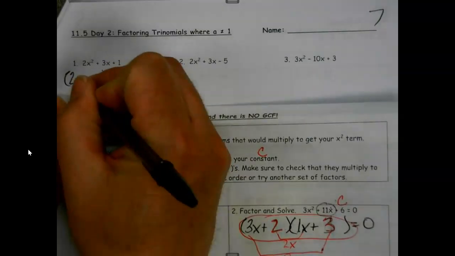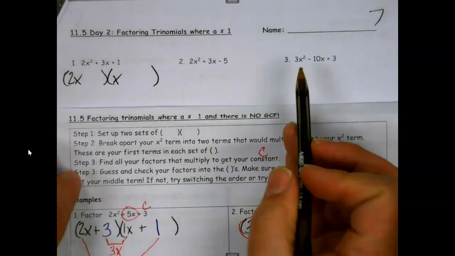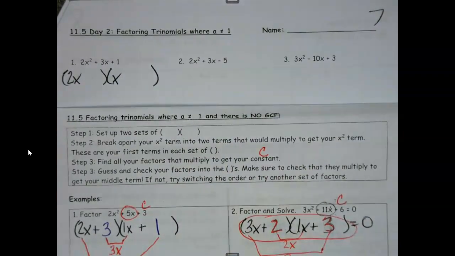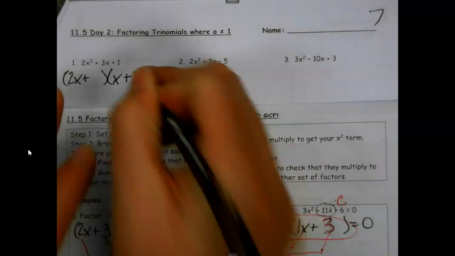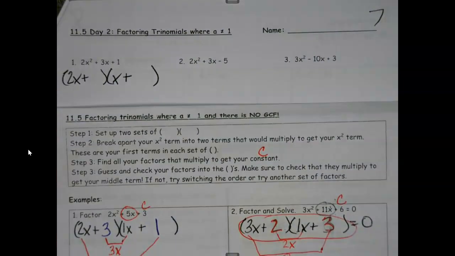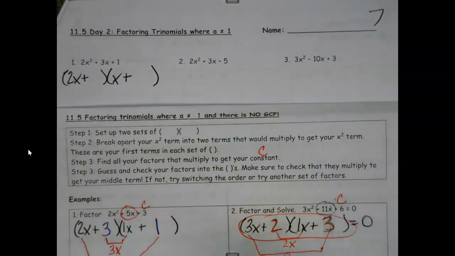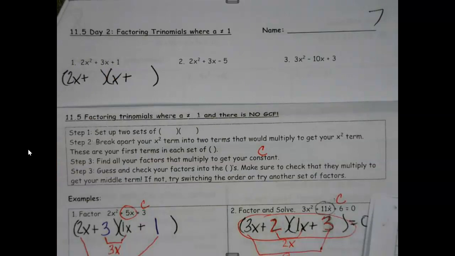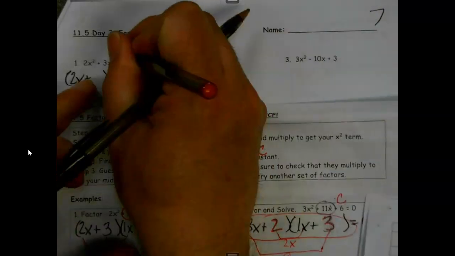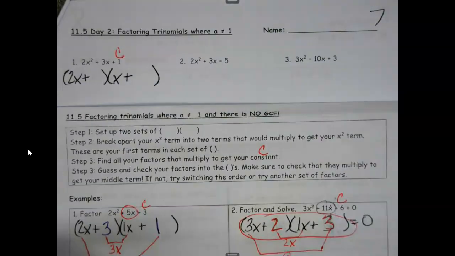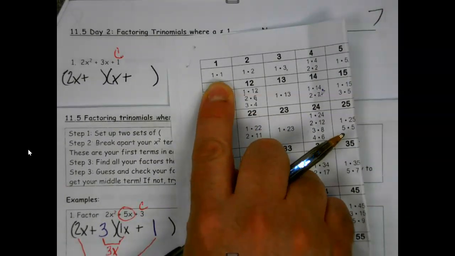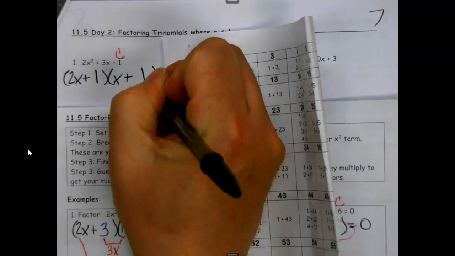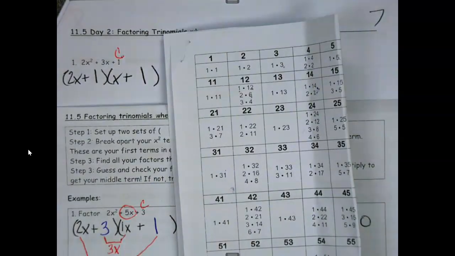So we just start with 2x and x. Just like here, we'll start with 3x and x. And yesterday, and we'll do it again on the first one, everything was plus, so I didn't have to worry about the signs at all. But, okay, we got an easy C value to start with too. That's all right. My C value is 1, so I don't have a lot of choices here. I'm going to do 1 and 1, and I'm done.